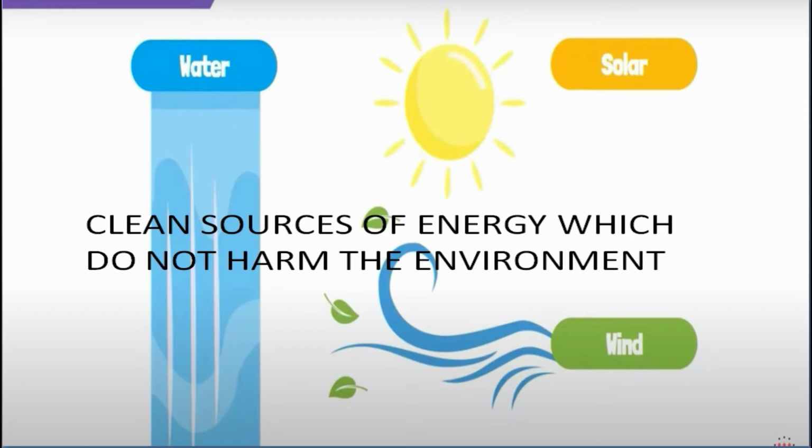Many countries are looking to find renewable resources to generate electricity. These include water or hydro energy, wind energy, and solar energy. They are clean sources of energy. That means they don't harm the environment, but they have other disadvantages. Water, wind and solar energy are used to generate electricity. They are renewable. Renewable means they can be used again and again, but they have certain disadvantages.